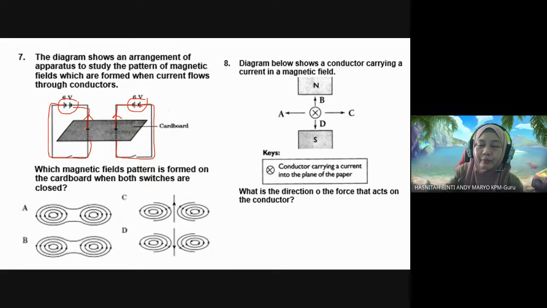So look at the forefinger. It curl clockwise or anti-clockwise when current flow out. Okay, your forefinger curl clockwise or anti-clockwise, students? On the left. On the left. Clockwise ke? Tengok betul-betul. See your grip.